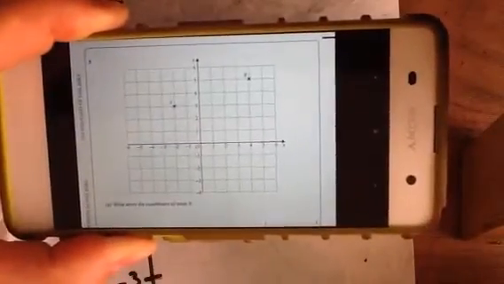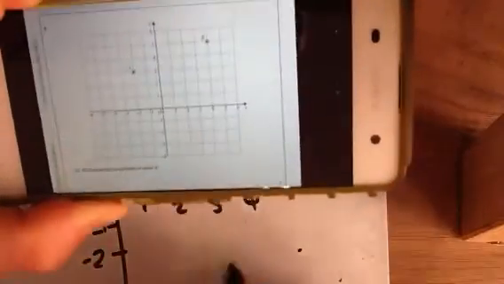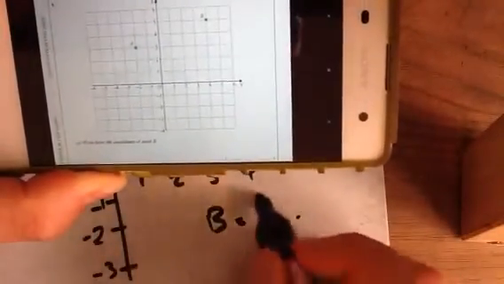Okay, question 5. Write down the coordinates of point B. Well, B is 4 up, 5 across. So B is 4, 5.